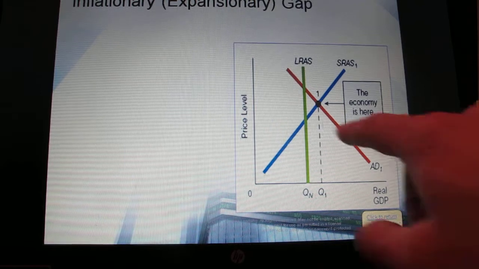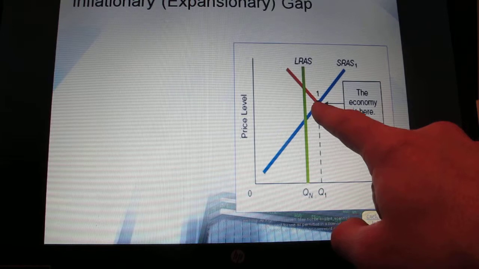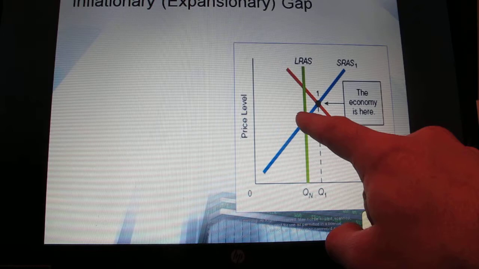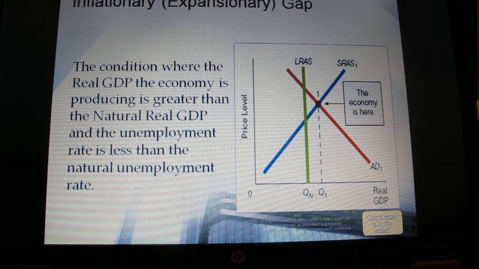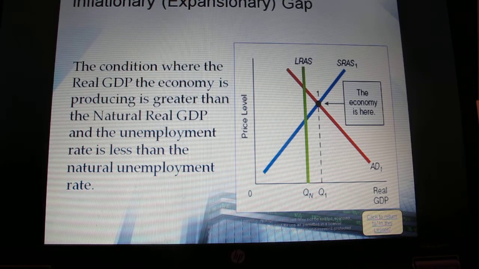The inflationary gap is the opposite, where you're overheating in a sense. Your economy is here in the short run, and you should be here. So in a sense, you're growing too fast in an inflationary gap. So this is the condition where real GDP in the economy is producing at a rate greater than natural real GDP, and the unemployment rate is less than the natural rate of unemployment. Remember we said 4% or something like that is the natural rate of unemployment? Well, this would be a situation where you're producing it with 2% unemployment. That's too low. You want to slow down your economy or your economic expansion.